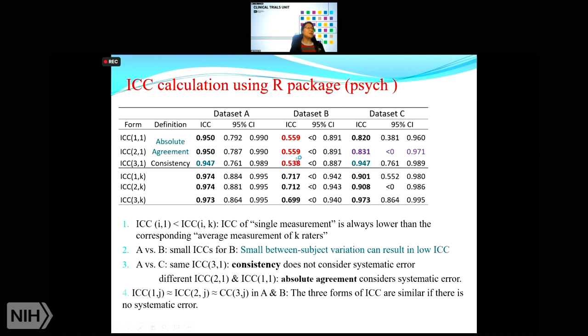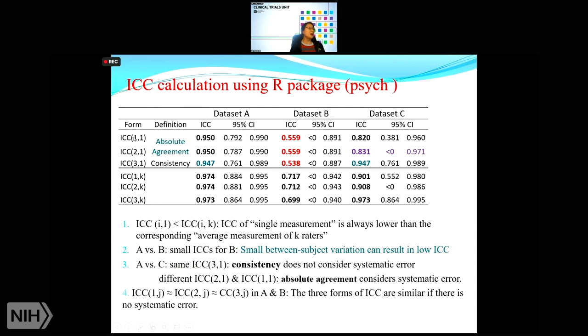Data set B and A: data set B shows a smaller ICC, indicating that a small between-subject ratio results in a small ICC. And this ICC is not even significantly different from zero, because the lower limit is negative. Comparing data sets C and A, we found that for consistency ICC they are the same, indicating that consistency does not consider systematic error.